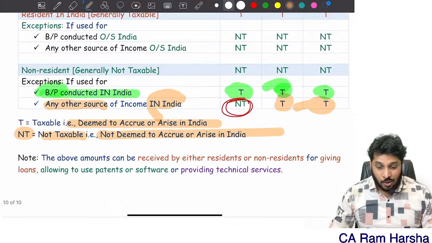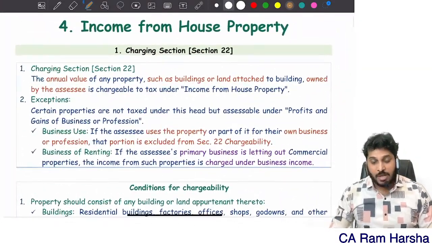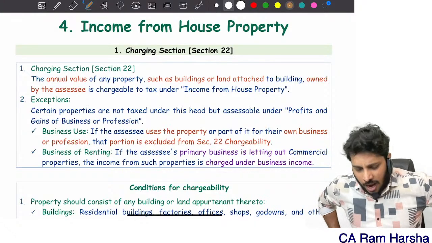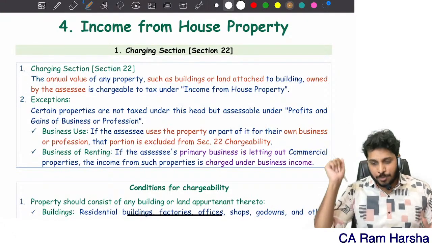Now let's begin the house property head of income. I hope you got clarity like never before. That's it. House property head of income.